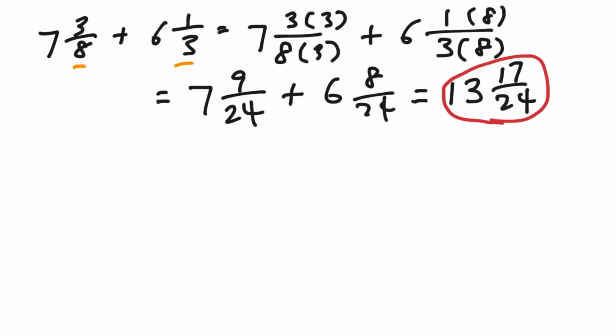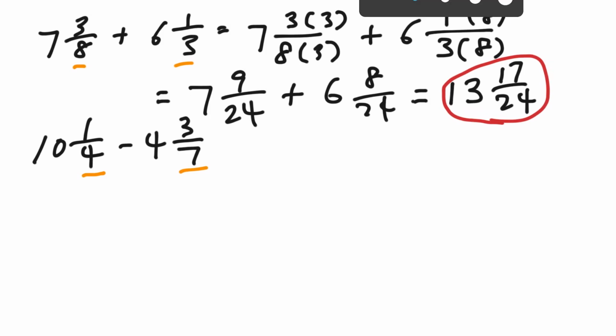Now let's try a subtraction of mixed numbers. 10 1/4 minus 4 3/7. In this example, the denominators are 4 and 7. So we can tell that if we times 4 by 7, that will equal 28. So we can make the denominator the same by timesing the 4 by 7 and the 7 by 4.